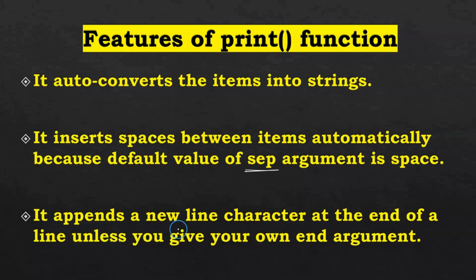It appends a new line character at the end of the line unless you give your own end argument. So in a for loop, suppose we are printing a line and we do not give the end argument, what will happen? For the next iteration, it moves on to the next line. Suppose we give this end argument, it will not move to the next line. Instead, it will continue to print the objects on the same line.